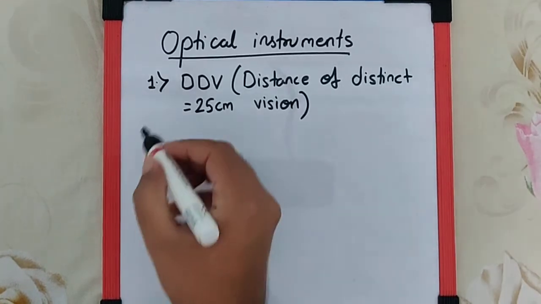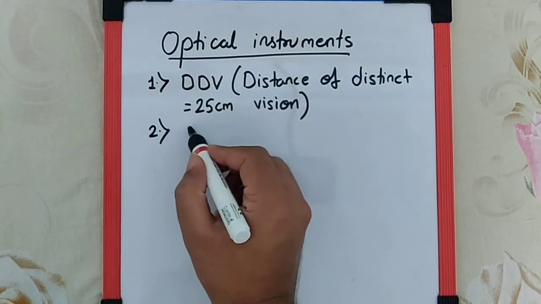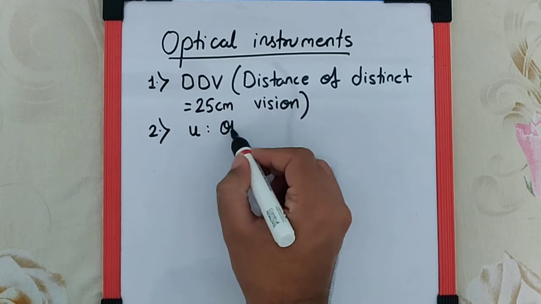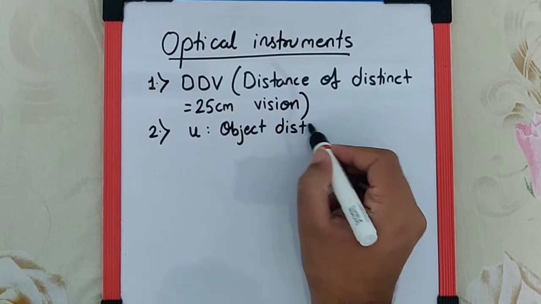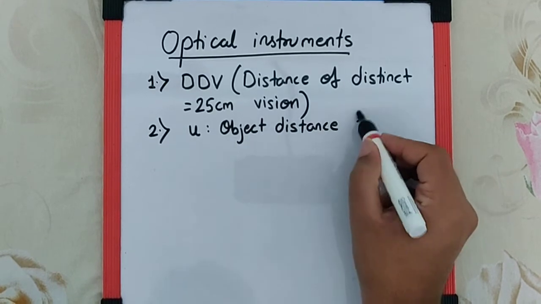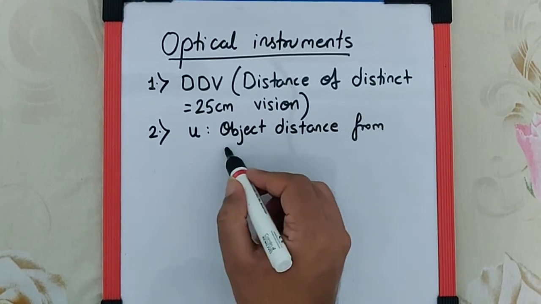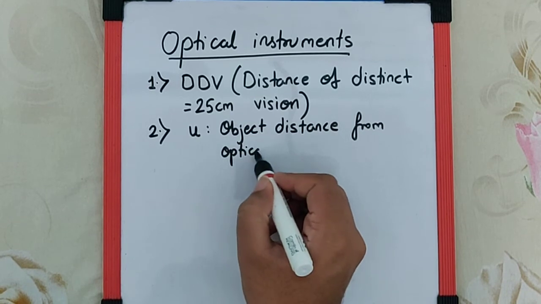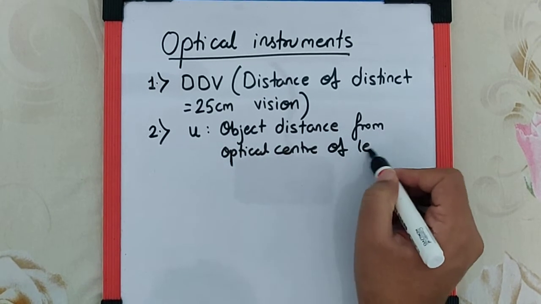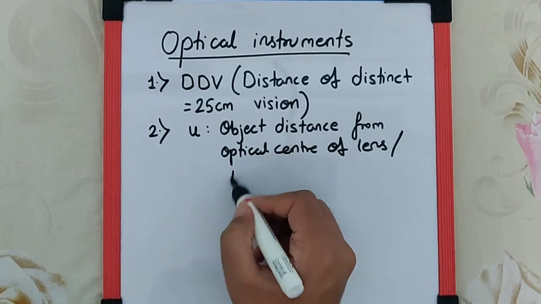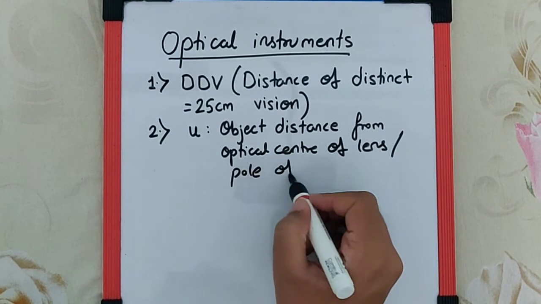The second term is U, which is called object distance from optical center of lens or pole of mirror.